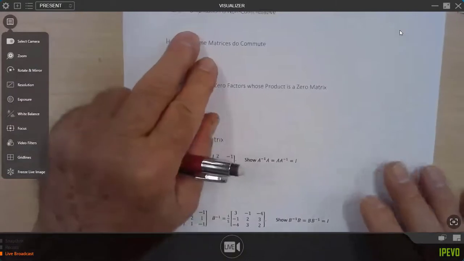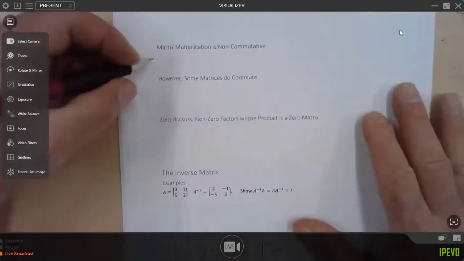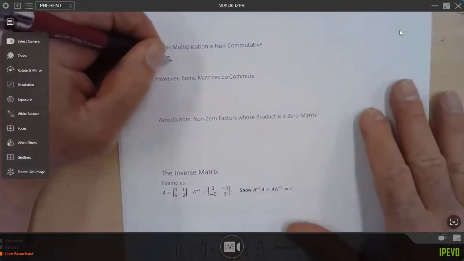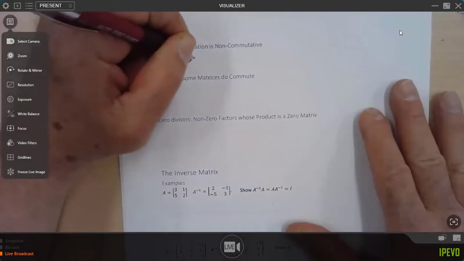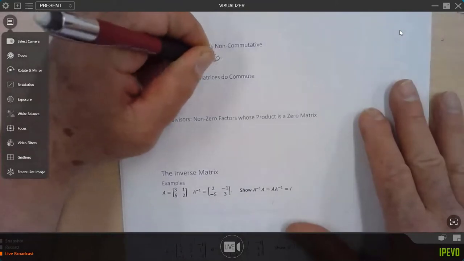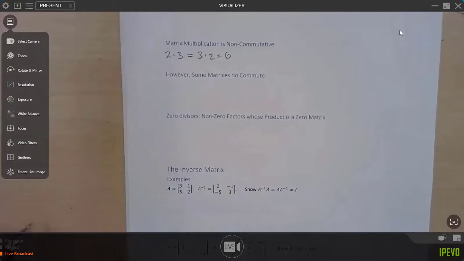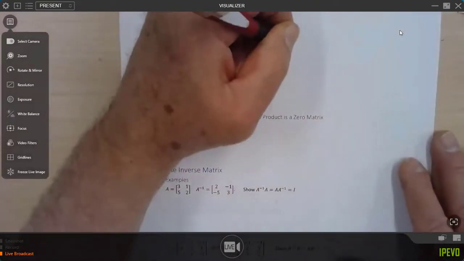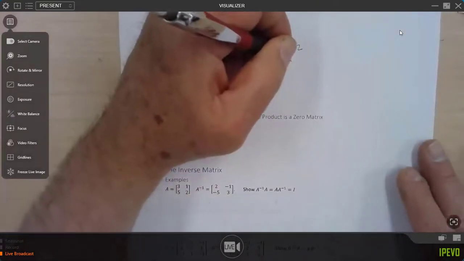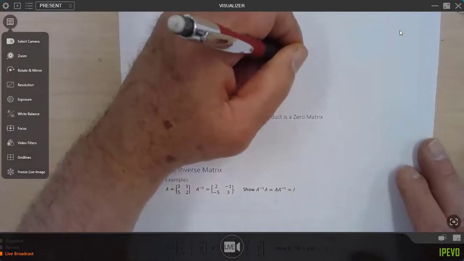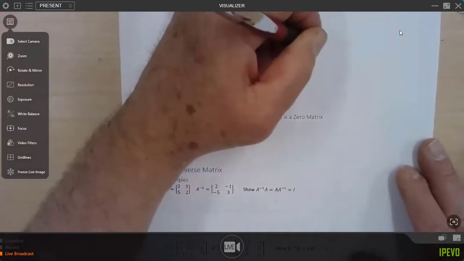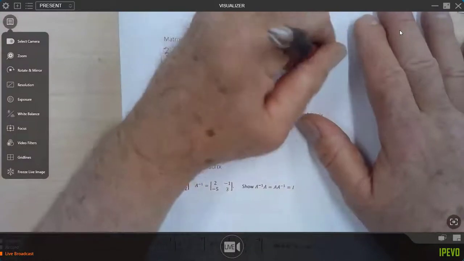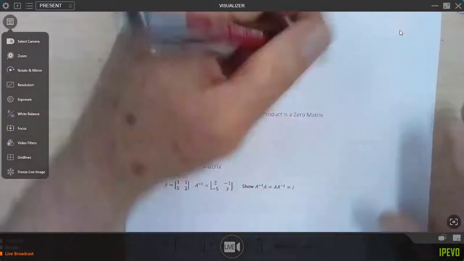Matrix multiplication is not commutative. So what do I mean by commutative? Real numbers, you can multiply them in any order. 2 times 3 and 3 times 2 are both 6. Does that work for matrices? No. And as a matter of fact, if you just pick a couple of simple matrices, it's almost always not going to work. So whoops, I don't want an equal sign here. I want to multiply this by something.